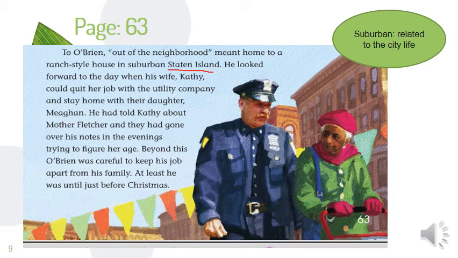He had told Kathy about Mother Fletcher and they had gone over his notes in the evenings trying to figure her age. Why? He's so much concerned and he cares a lot about Mother Fletcher. Beyond this, O'Brien was careful to keep his job apart from his family. But why didn't he keep Mother Fletcher's age and situation away from his family? Because he cared about her a lot, I think. Okay. At least he was until just before Christmas. Then what happened before Christmas?